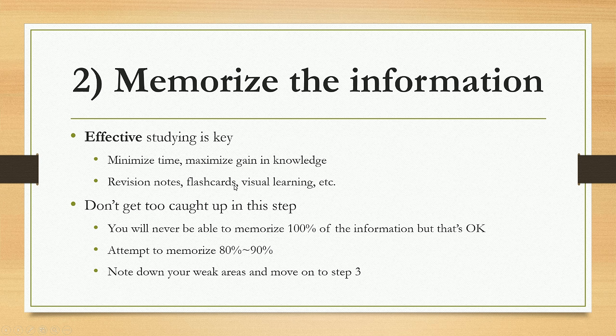So whatever works for you, use it, but don't get too caught up in this step of memorization. You'll never be able to memorize 100% of the information, because we're human, we're not robots, and that's okay. Too many people get caught up in this step and they fail to make it to step 3, which is, as I said, the most important step. So basically, just try to memorize maybe 80 to 90% of the information, and then you're sweet. That's fine. Just note down your weak areas, and once you do that, just move on to step 3.